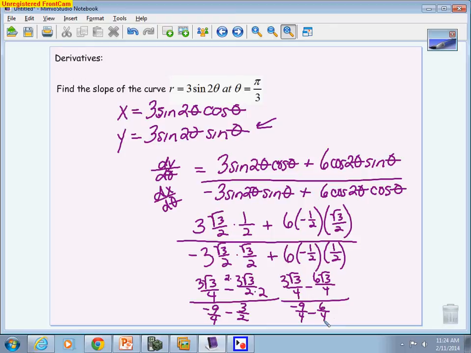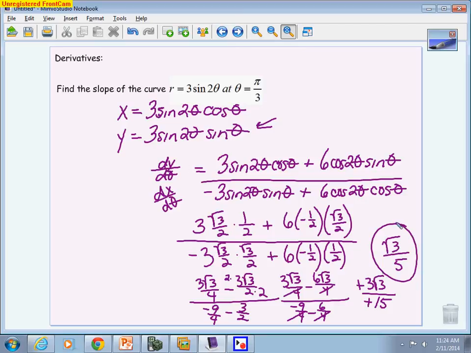Everything's in terms of 4, so I can cancel all the 4s. Essentially just multiply everything by 4, top and bottom. So I get 3 radical 3 minus 6 radical 3. That is negative 3 radical 3. And I have negative 9 minus 6 is negative 15. The negatives will cancel. Your final answer, in a very exact form, is radical 3 over 5.